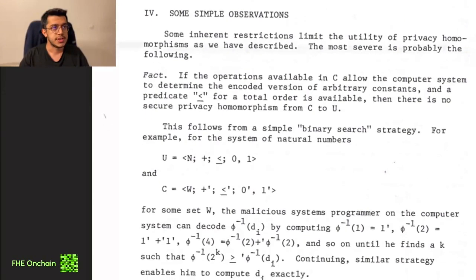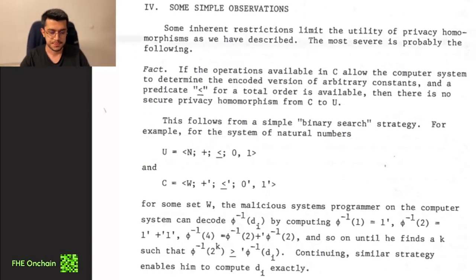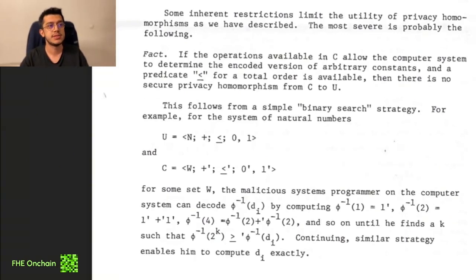So there are some simple observations. If the operations available in the computer system allow it to determine the encoded version of arbitrary constants, and a predicate, let's say less than or equal to, for a total order is available, then there is no secure privacy homomorphism from C to U. But why? Because it follows from a simple binary search strategy.